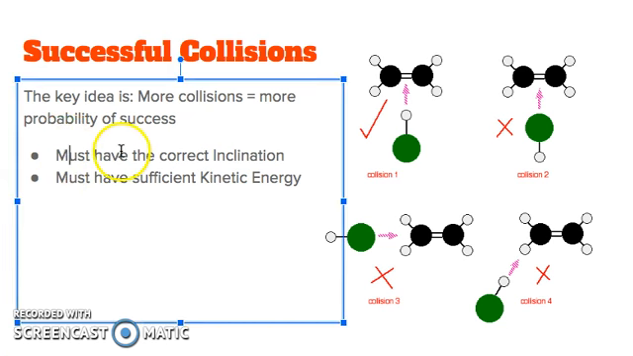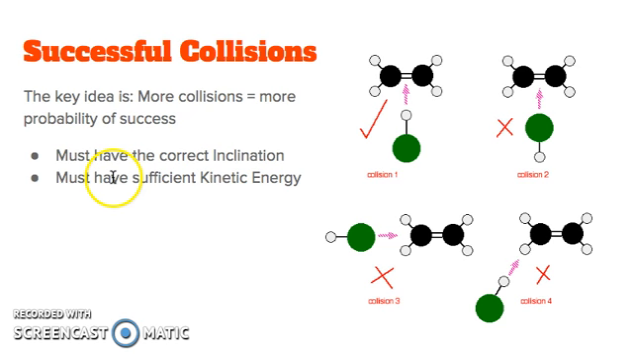The two conditions were, once again, that they must have the correct inclination or orientation, and that they have sufficient kinetic energy. To this side, we can see the idea of inclination or orientation. They have to be in a specific position in order to successfully collide, and this position is seen right here. You will never be asked to actually draw it out. You just need to know that there must be a correct orientation for a successful collision to take place. But the most important part is that there must be sufficient kinetic energy, and the more things collide, the more probability that they collide well and create products.